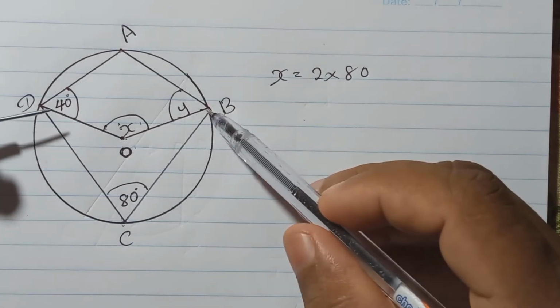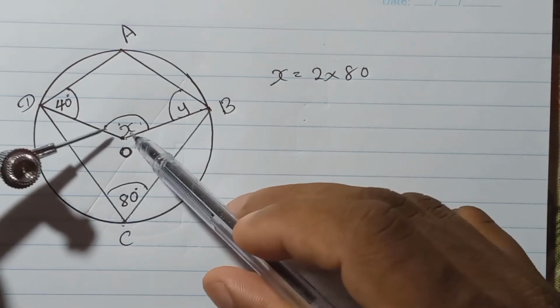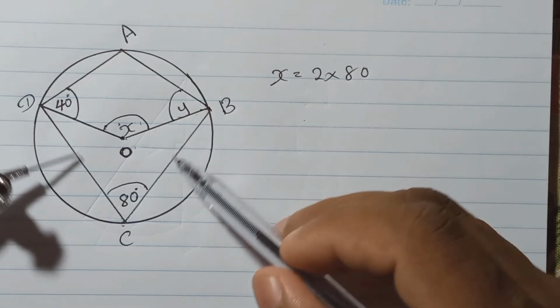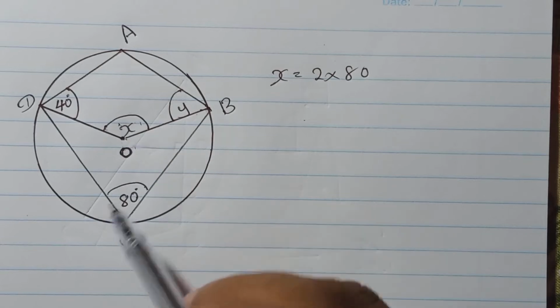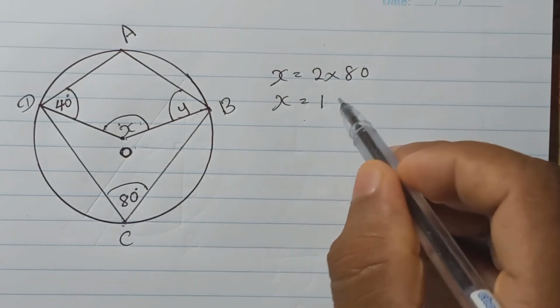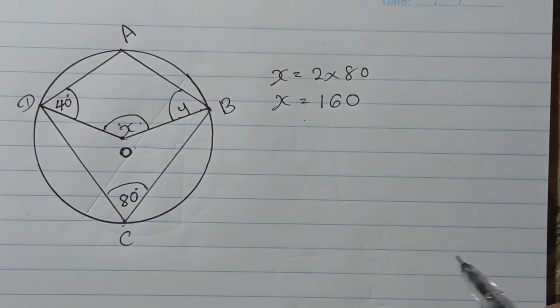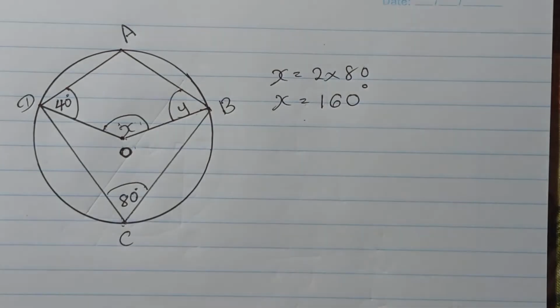From the same two places, D and B, go to the center, and from D and B go to the circumference. So this will be equal to twice this. So easily you can write x will be equal to 80 into 2, which is 160. So this is the answer for x.